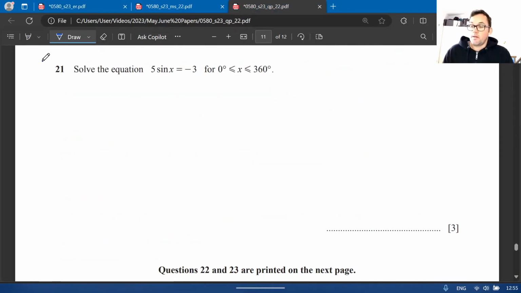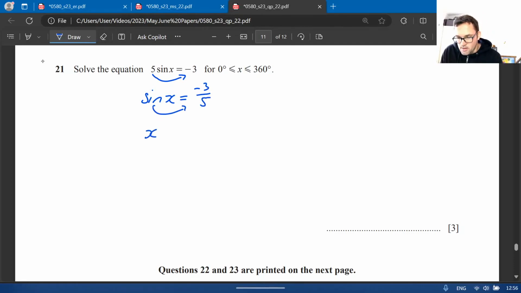Question 21. We are solving the equation 5 sin x equals minus 3. So let's start off by doing normal solving an equation. First thing, this is 5 times sin x equals minus 3. So we divide both sides by 5. That gives us minus 3 over 5. Next, the sin, which means we need to do the inverse of sin.